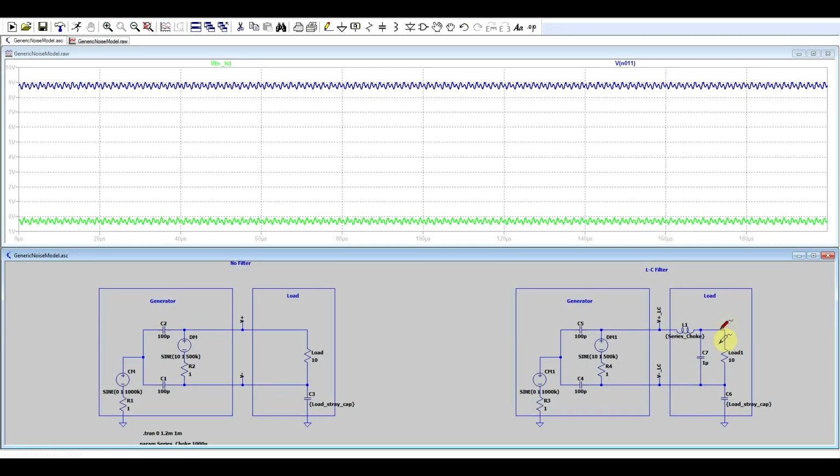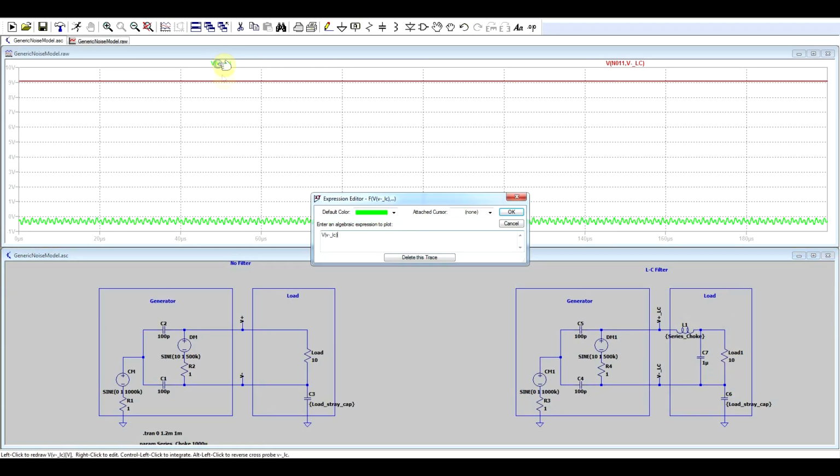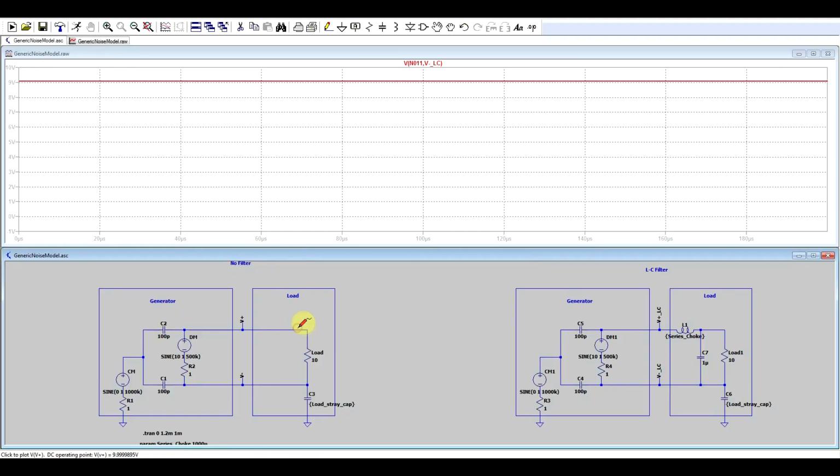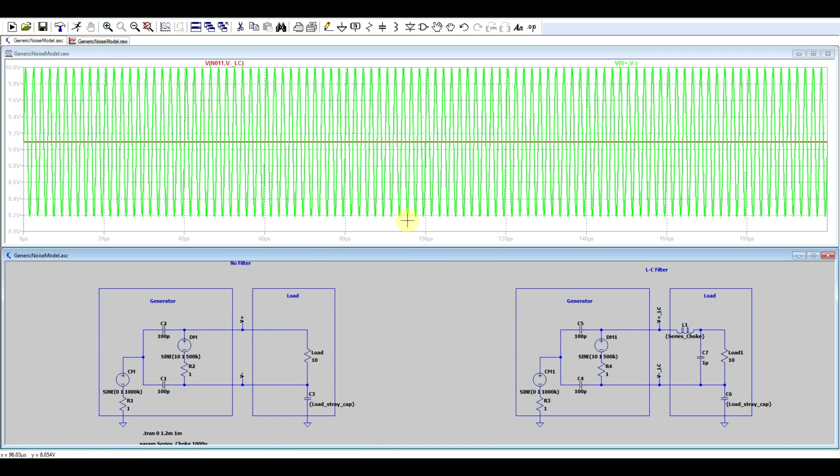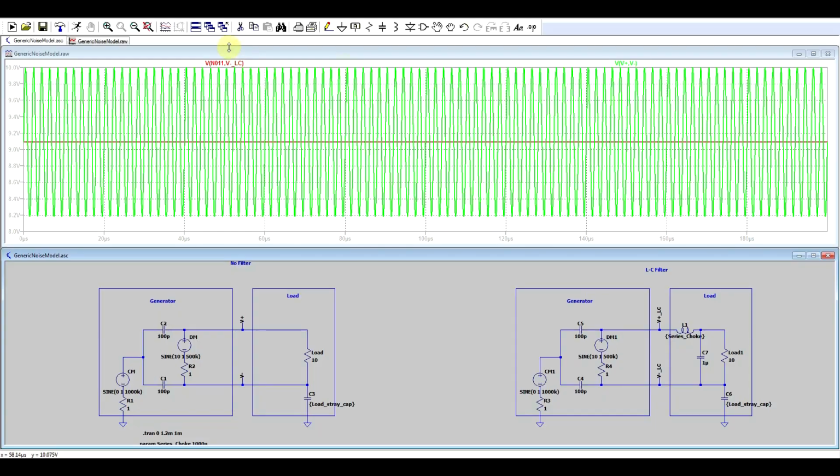Now, if we look from a differential point of view, I mean, even without making any sort of FFT analysis, if we simply compare it to our previous result, we can see that the differential noise has basically vanished. So before we had this almost 2 volt peak-to-peak noise, whereas now we can barely see anything. So our LC filter is doing a great job, but only on the differential noise. It hasn't done anything with the common mode noise. So let's try and improve this filter a bit.